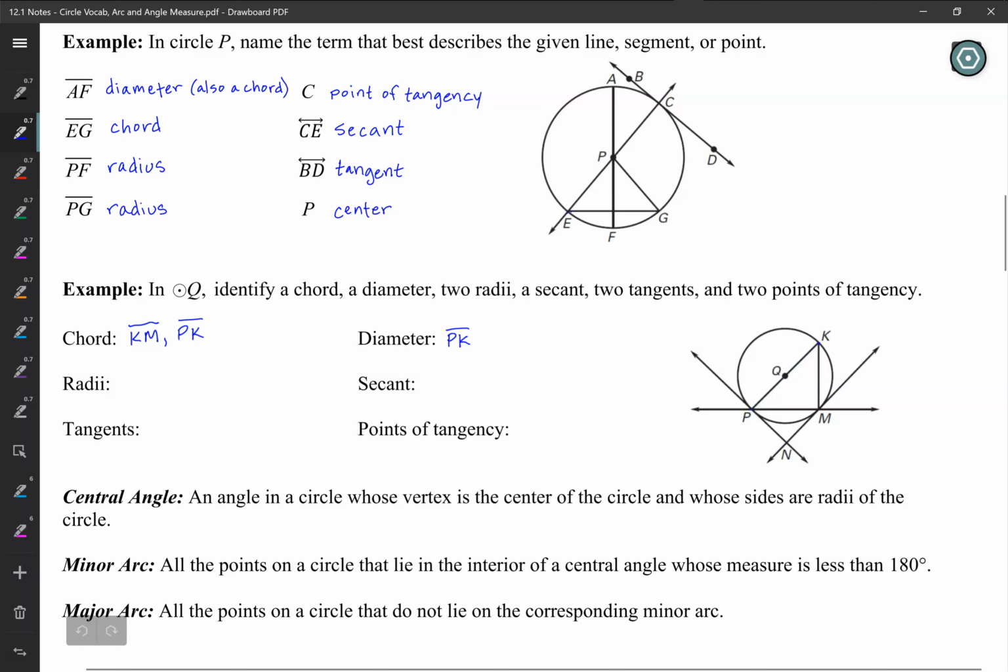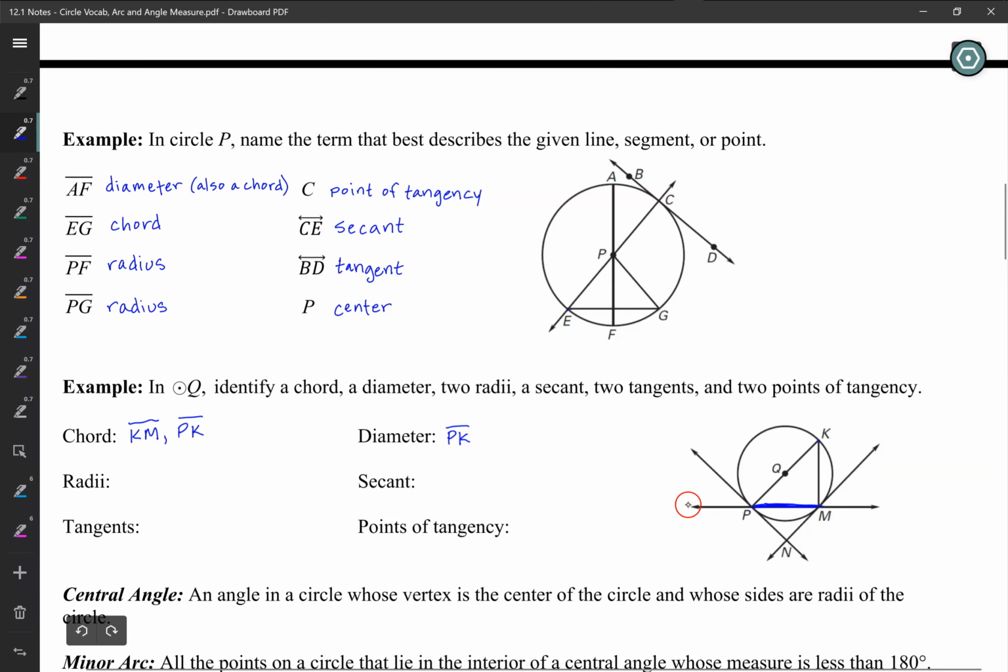And if we only look at this part of that line down there, not the whole line, just the part between P and M. So just the segment part of P and M. Segment PM, not line PM, that is a chord. If you look at the whole line, it's not, but just the segment, it is.